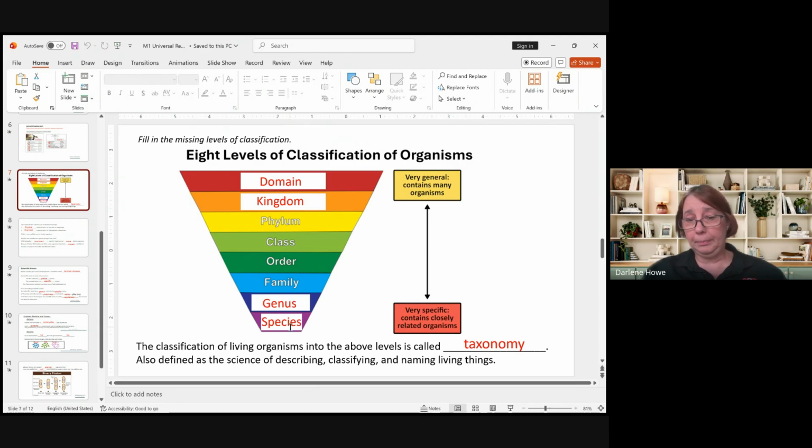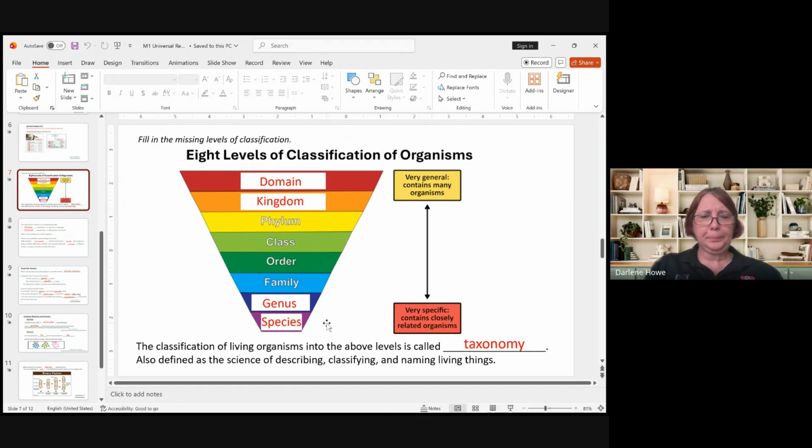of the pyramid. Genus and species are very important because those are the 2 classifications that make up a scientific name. Okay, the first part of a scientific name is your genus, the second part is the species. So the 8 levels of classification, you only need to know the top 2 and the bottom 2. The rest of them you'll learn in upper grades.